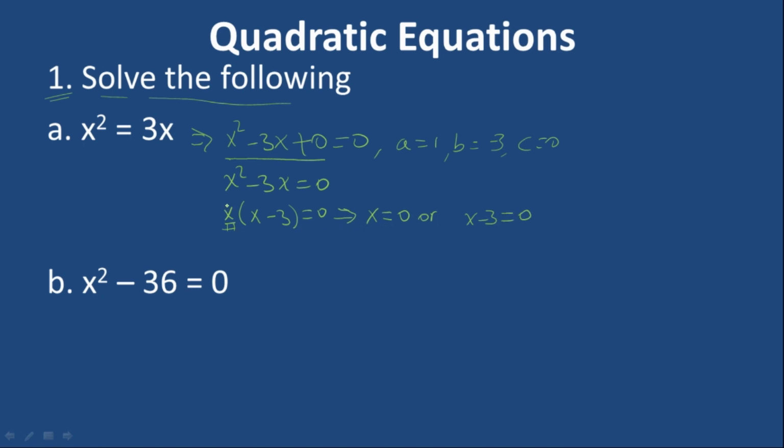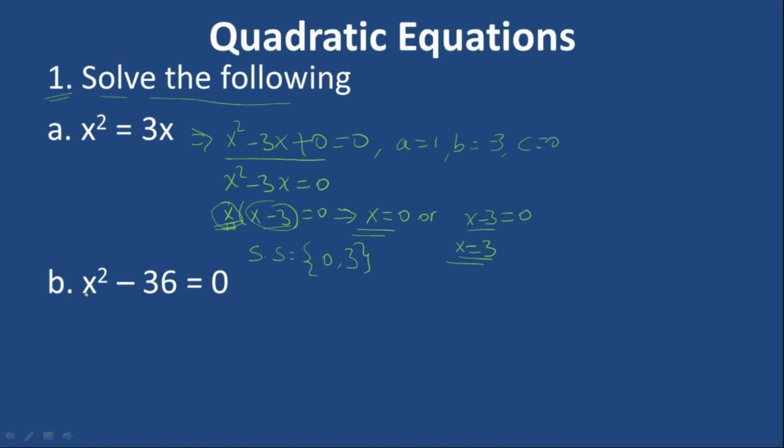Both factors, x and x minus 3, cannot be 0 at the same time, because the first is only the variable, but the second differs from the variable by 3. So x is equal to 0, or x minus 3 is equal to 0, which gives x equal to 3. So this is the solution. Finally we can write the solution set as {0, 3}. If you put the value of x as either 0 or 3, the equation becomes equal; otherwise it will never be equal. This is for the first one.